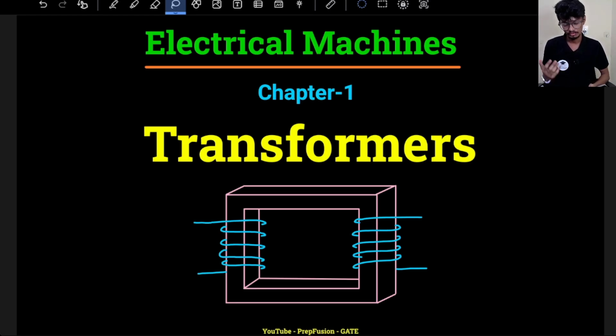I'm Anish and today we will start with chapter 1 of the electrical machines subject. In this chapter we will discuss transformers. Starting from the ideal transformer, then we will discuss the practical single phase transformer, then we will understand the losses in a transformer, the construction of a transformer, the efficiency of a transformer, and the voltage regulation of a single phase transformer. Then we will discuss the auto transformer, the three phase transformer, and there are infinite things, right? We will cover everything comprehensively.